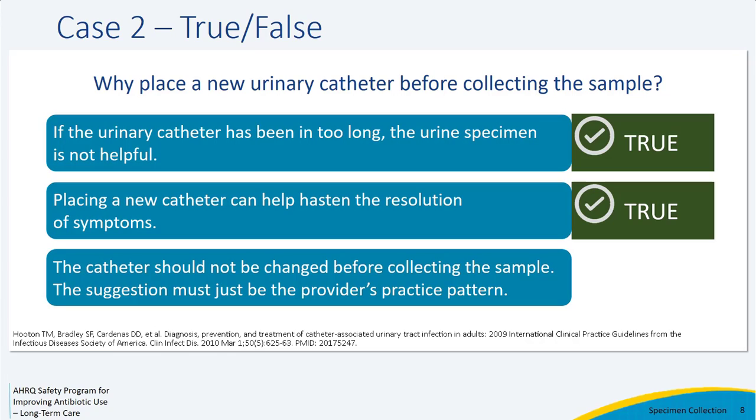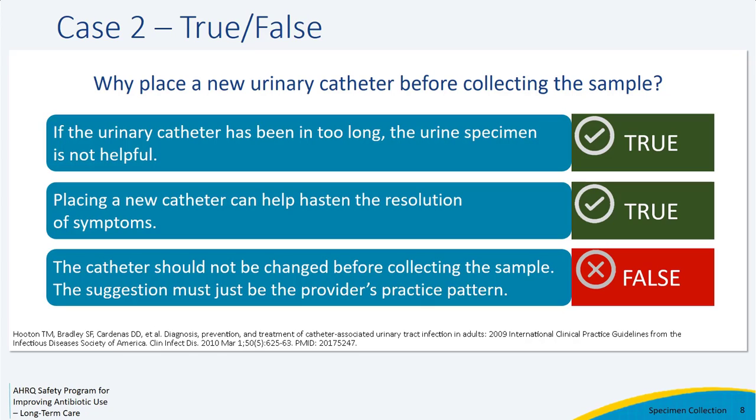3. The catheter should not be changed before collecting the sample. The suggestion must just be the provider's practice pattern. This is false. IDSA guidelines recommend changing the urinary catheter before collecting a urine sample if it has been in place for more than 2 weeks. This is because colonizing bacteria from the catheter can get into the sample and lead to inaccurate culture results. Collecting a urine sample from a new catheter is good practice.